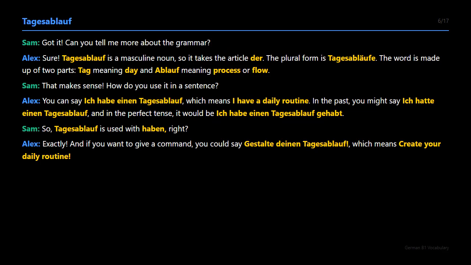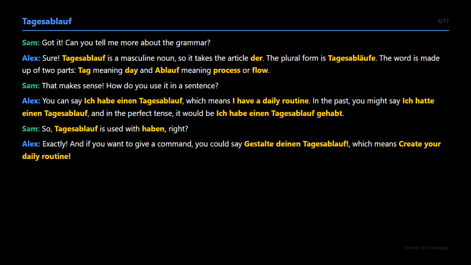Tagesablauf is a masculine noun, so it takes the article der. The plural form is Tagesabläufe. The word is made up of two parts. Tag, meaning day, and Ablauf, meaning process, flow.